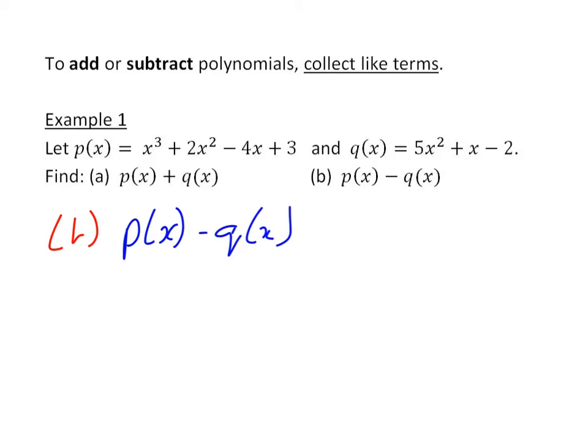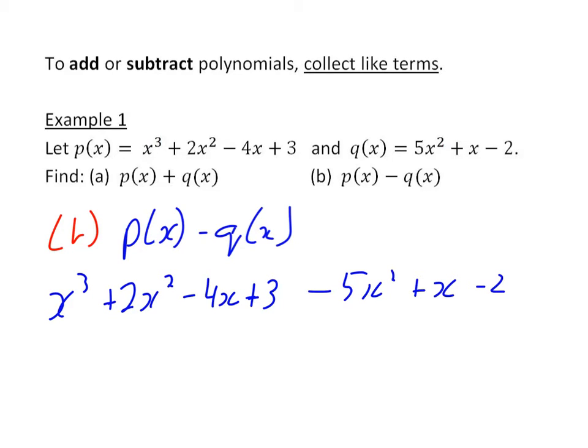I just want to point out something with part B. It's a common mistake that happens all the time. P of x minus q of x, so I'll just write down P of x. So P of x, and then minus q of x. So a lot of students will just go ahead and do this. Minus 5x squared plus x minus 2. And then they've forgotten that that minus applies to all of q of x. They haven't put in these red brackets.